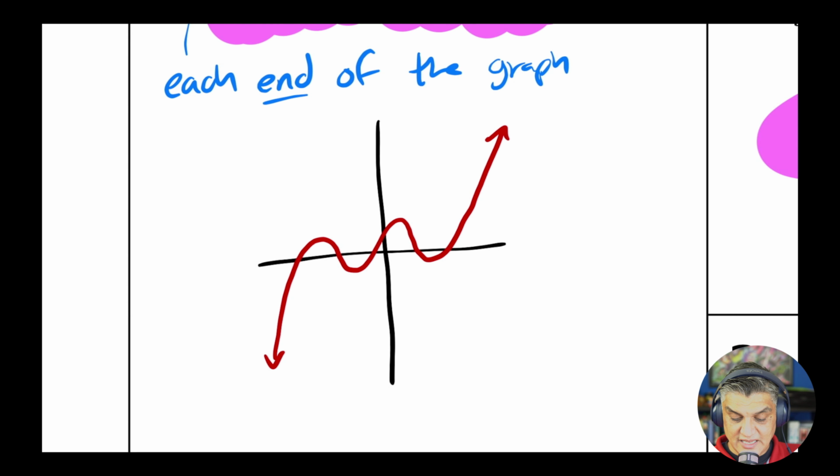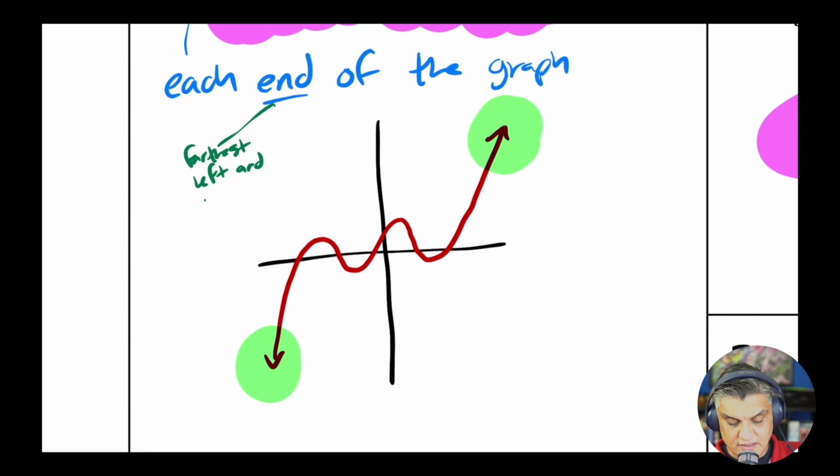Okay. Do you see the ends? Imagine this is a piece of spaghetti, right? When I say the ends, I'm talking about this and this, the farthest left and the farthest right of the graph. So when I say the end, I'm talking about the farthest left and farthest right of the graph.